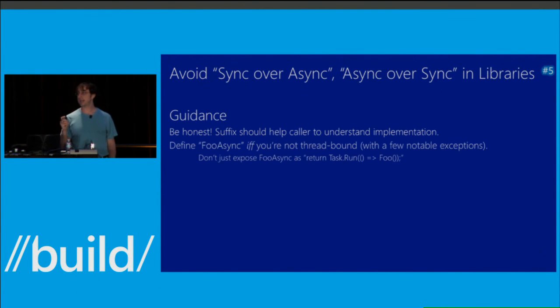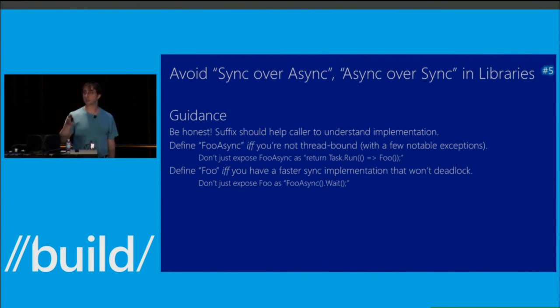So the general guidance here is, be honest. When you're building a library like we did with the .NET Framework, you should only define your foo async method if you're not thread bound, if you have a way of actually using fewer resources, using async I/O and the like. Conversely, you should define your foo method if and only if you have a synchronous method that won't deadlock, a faster synchronous method that won't deadlock.